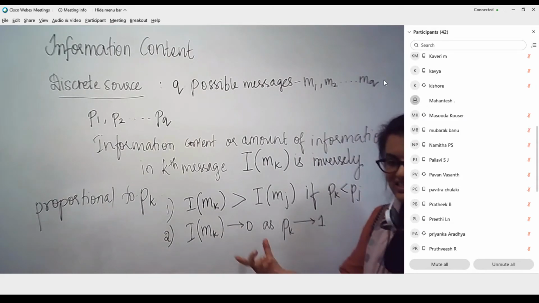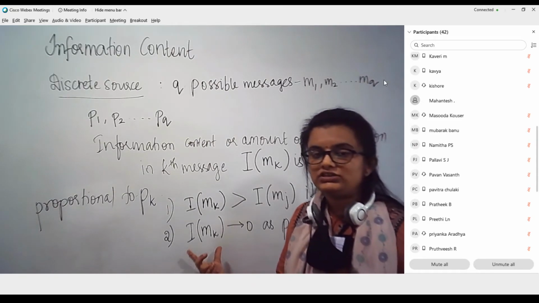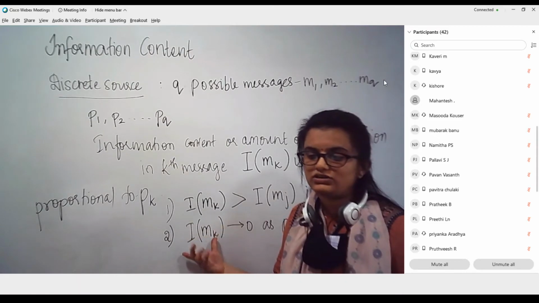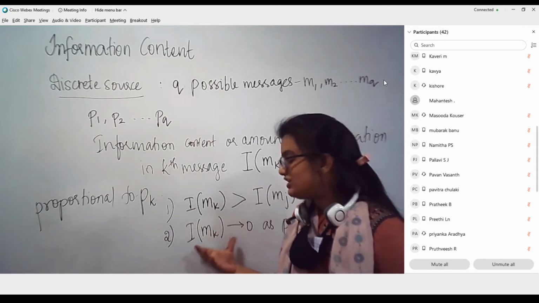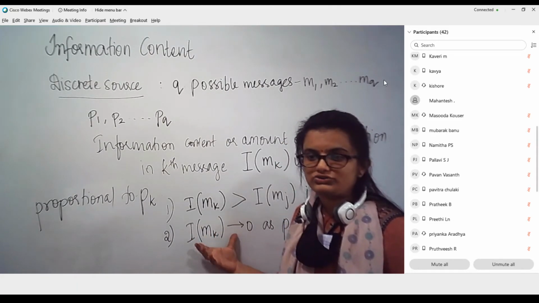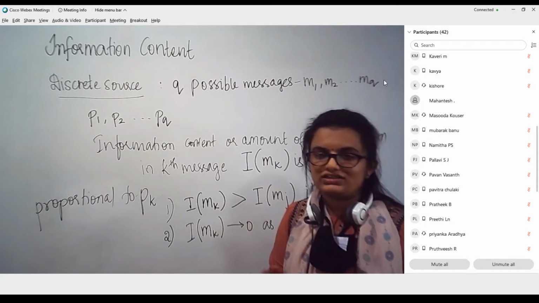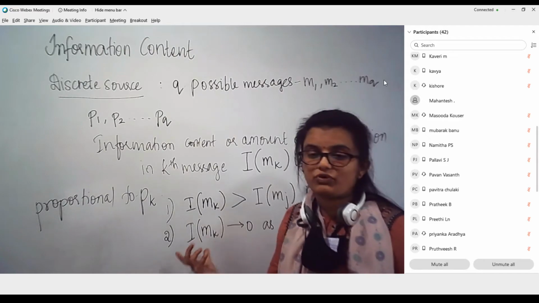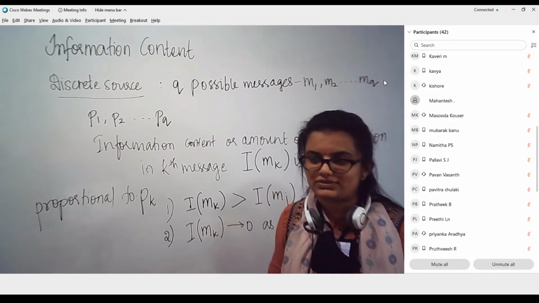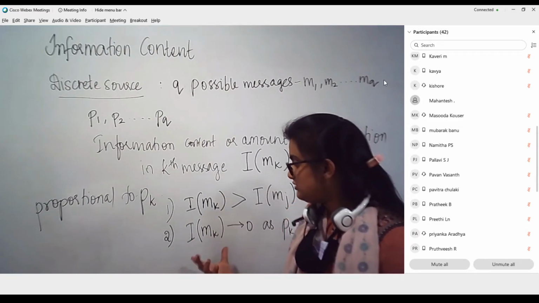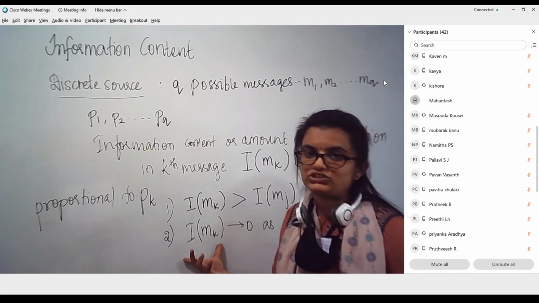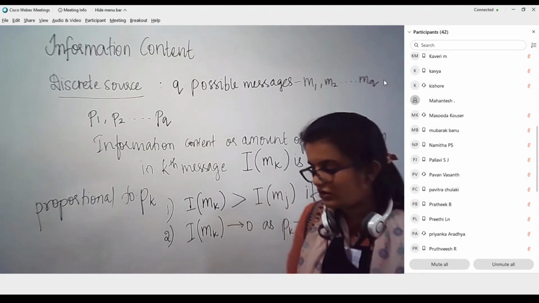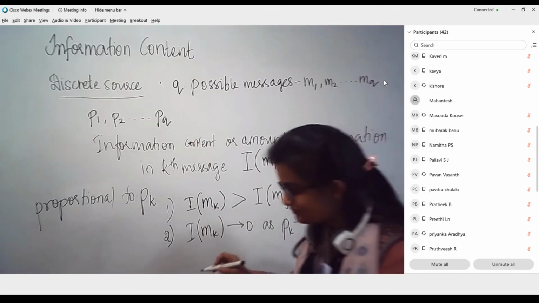And remember, the information is always a non-negative number. It can take a value equal to 0 but not lesser than 0. There is no concept where the information is negative. It's an absurd thing. So information is always measured in terms of a positive number. It could also be equal to 0.